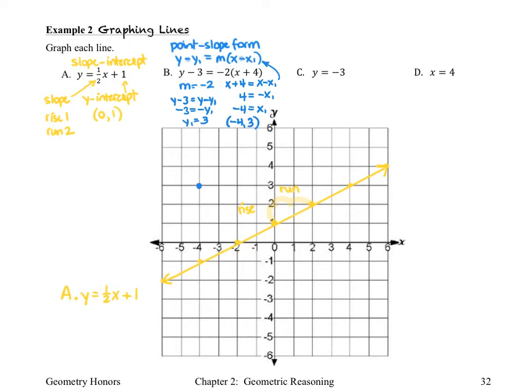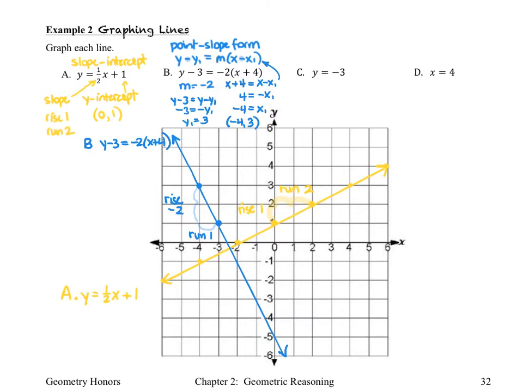Let's graph that now. Negative 4, comma 3. And we're going to have a slope that is negative 2, which we can look at as negative 2 over 1. So it's going to go down 2 and over 1 for us to get the next point. Now let's draw the line between those 2 points. Now we need to label this line, and that was from B, which was y minus 3 is equal to negative 2, x plus 4. Okay, let's move on to question 3.